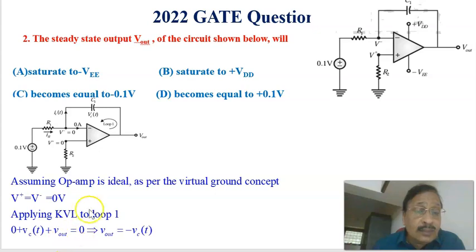Applying KVL to loop 1, the voltage at this point with respect to this one is 0 volts, that is 0 plus the voltage drop across the capacitor, VCT, and the output voltage plus V out equals 0, or V out equals minus VCT. The output voltage is equal to minus VCT. We are applying Kirchhoff's voltage law to this loop.